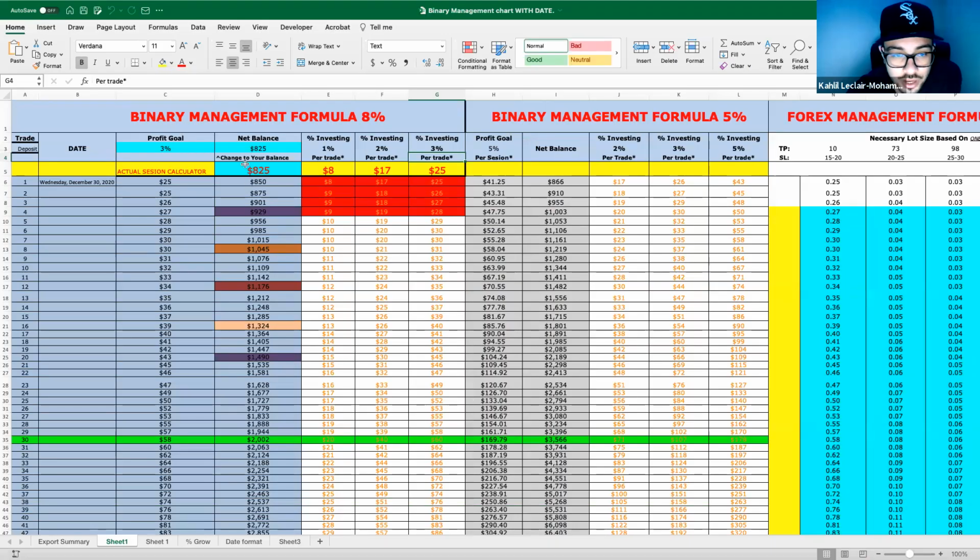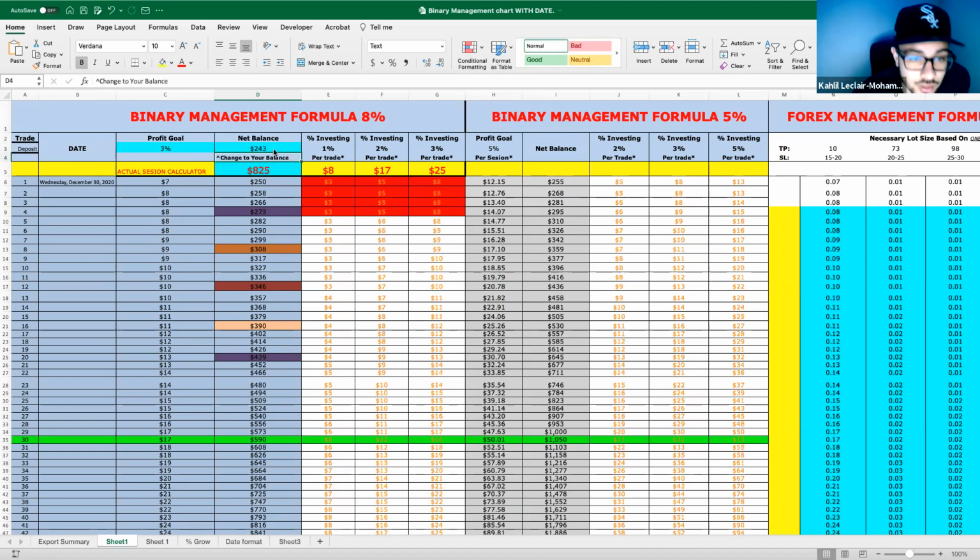Ali, I'm going to use your account as an example, okay? Sound good? Awesome. As you can see where it says net balance, let's change this to $243. Let's change this to $243 as well.